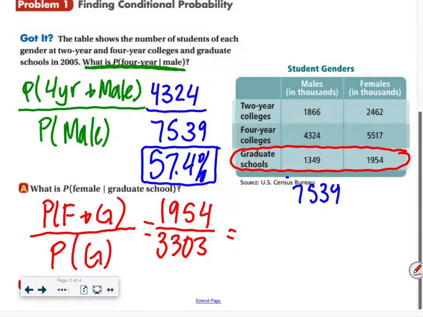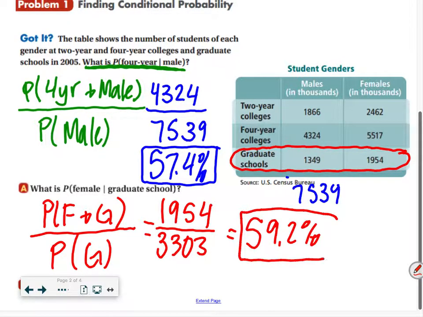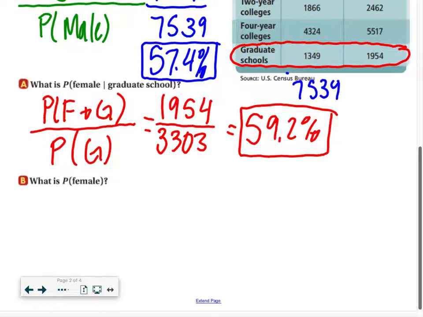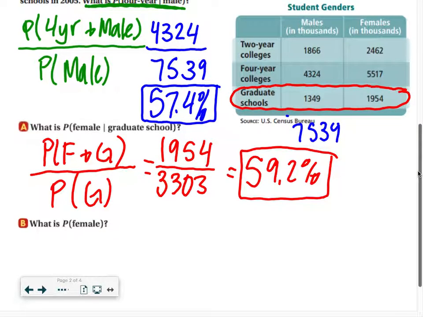What did I get when I divide and multiply? 59.2. Okay. This next one. First off, questions so far? No, it's making sense.